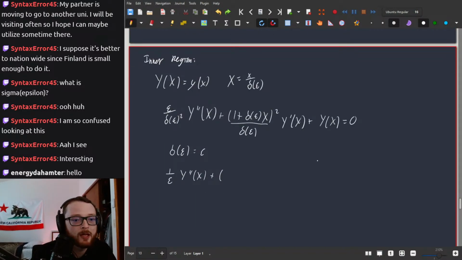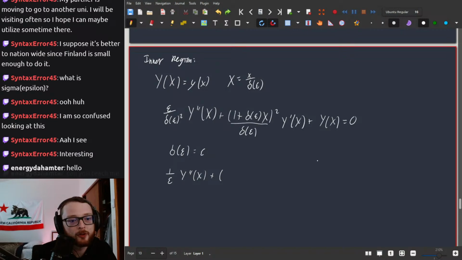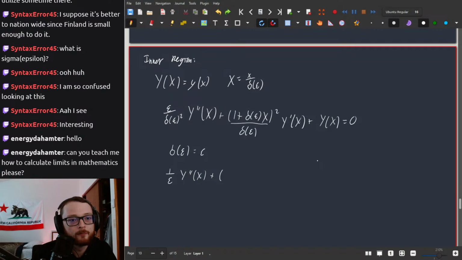So I'm taking my original small x variable, and I'm dividing it by some function I haven't figured out yet in terms of epsilon. And that's going to rescale the problem to widen that area of rapid change out and make it easier to analyze, basically.